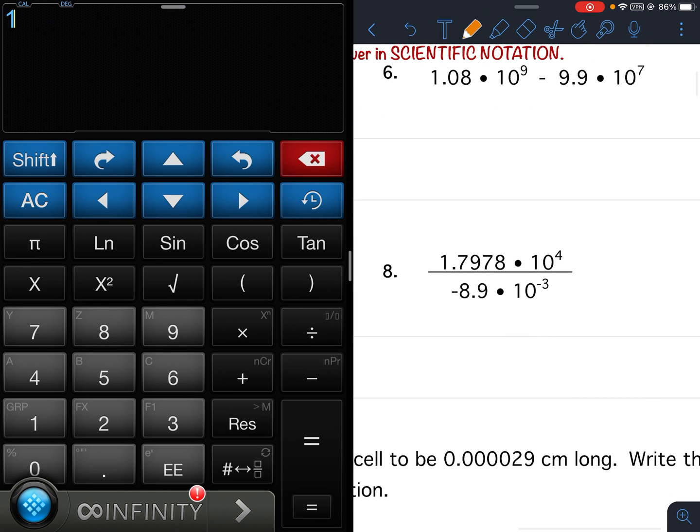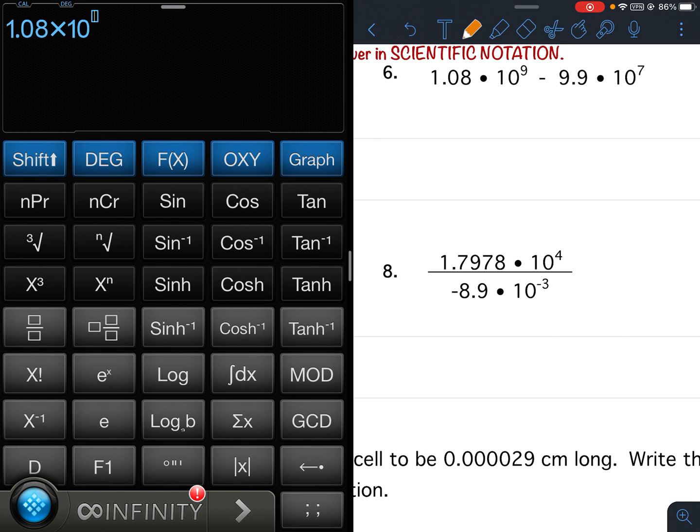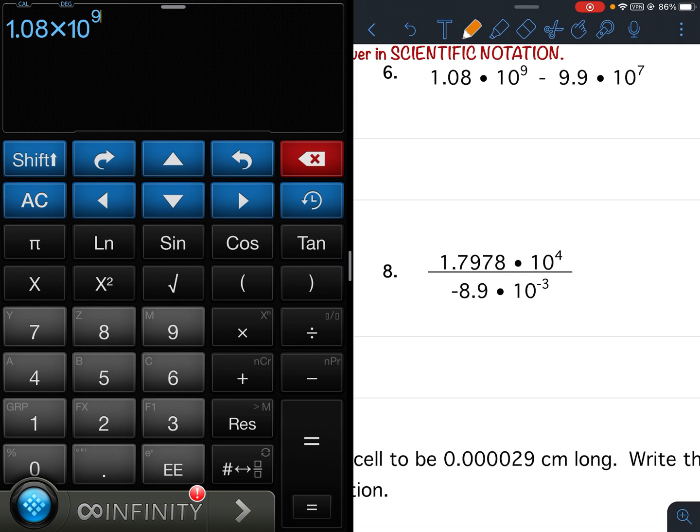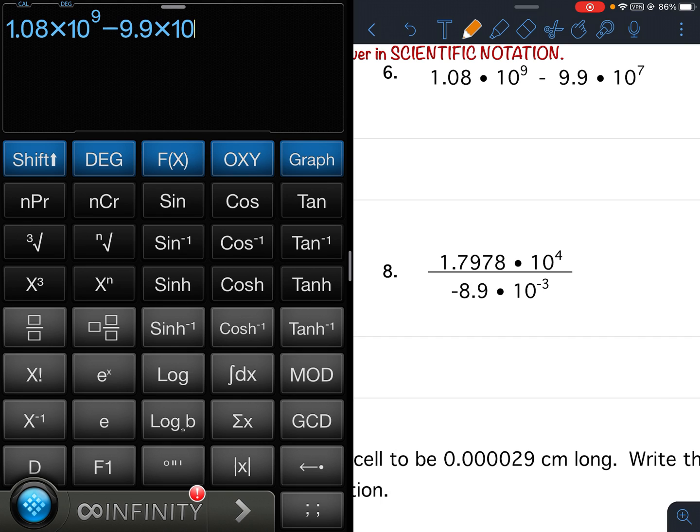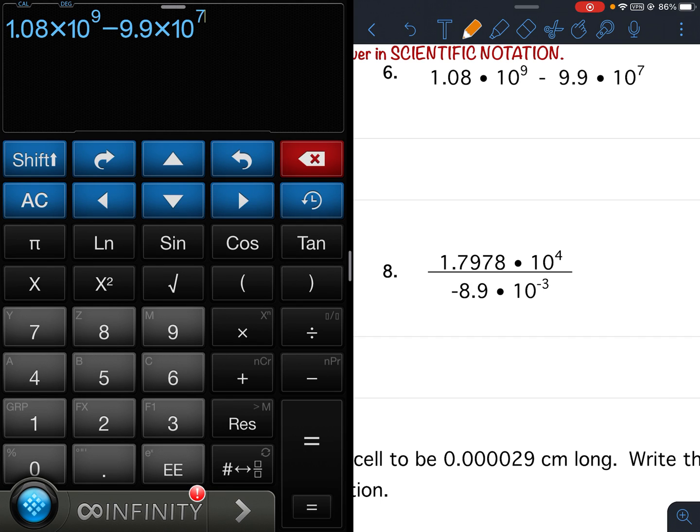Number 6, 1.08 times 10 to the 9th. Hit the over arrow, minus 9.9 times 10 to the 7th. 1.08 times 10 to the 9th minus 9.9 times 10 to the 7th. All right, so this would be 981 million. It's just 981 million.